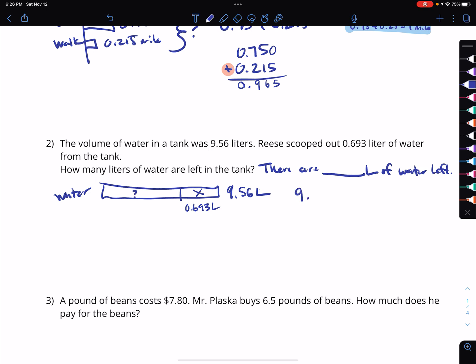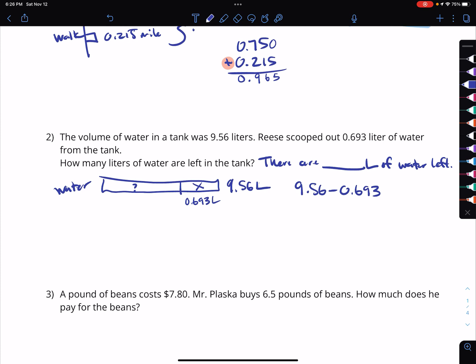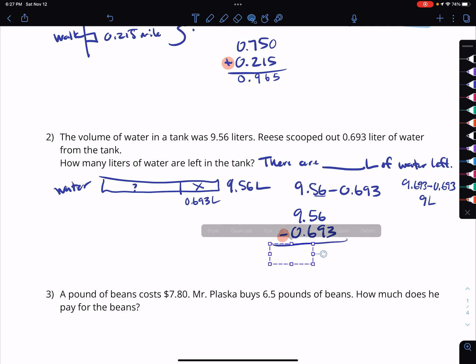So this to me, since we're starting with an amount and then taking away from it, sounds like subtraction. And I know that these numbers aren't super duper friendly, but if it was 9 and 693 thousandths, which is really close to 9 and 56 hundredths, and I subtracted that, I would get 9 liters. So I need an answer that's somewhere near there. So I'm going to calculate this vertically, being sure to line up my work there carefully. Again, I am going to highlight my sign. I just really don't want to make that silly mistake.